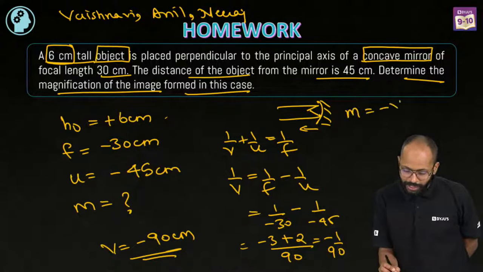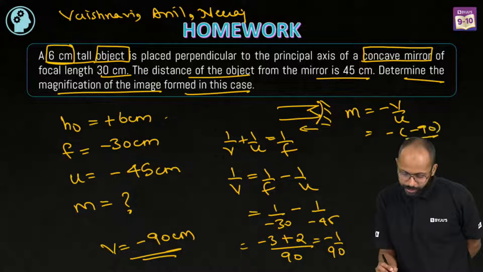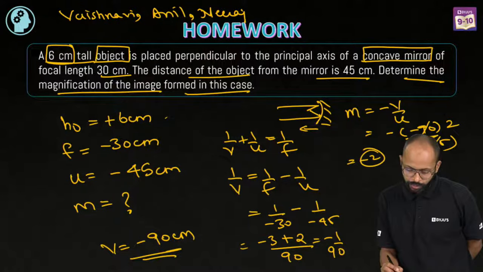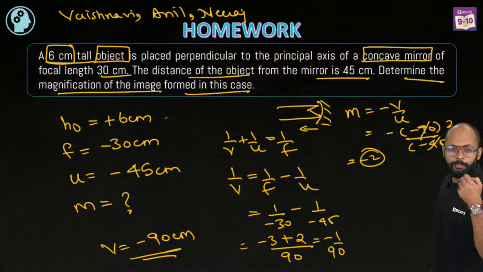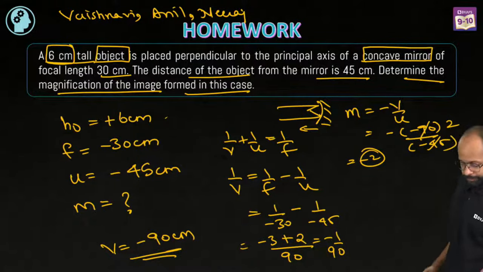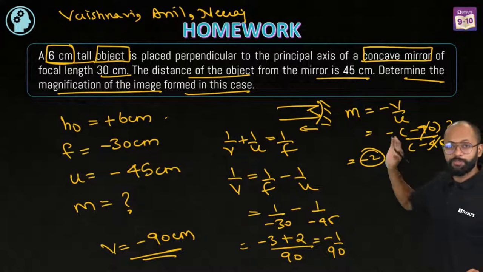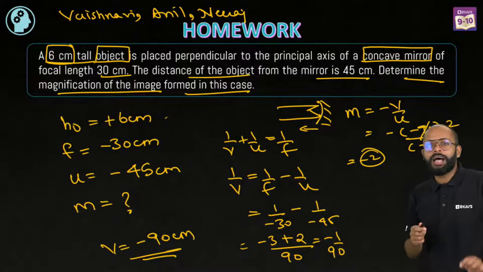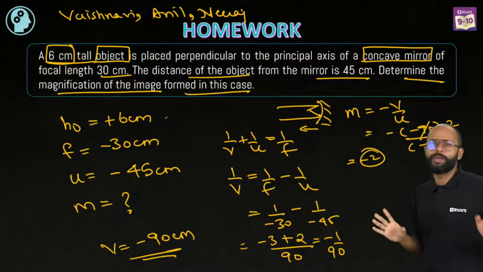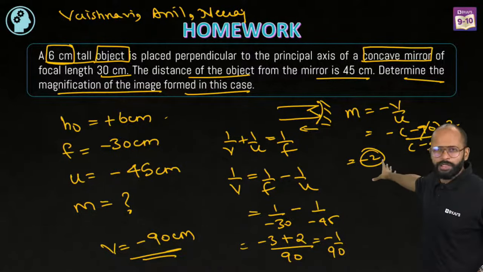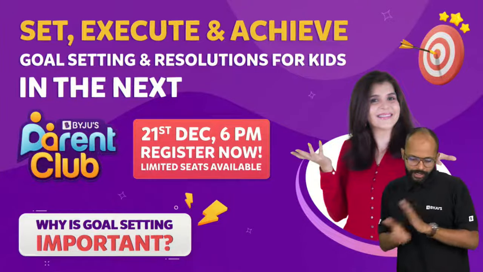Magnification is how much? Sir, minus V upon U. Matlab, minus of minus 90 upon minus of 45. This is what? Minus 2. So the answer is minus 2. Magnification is minus 2. Okay. So I have solved this because I want all of you to understand how to solve numericals. Because light mein, the biggest problem everybody faces is with numericals only. Okay. Simple hai numerical. It's not difficult. Okay. Come on. Very good.